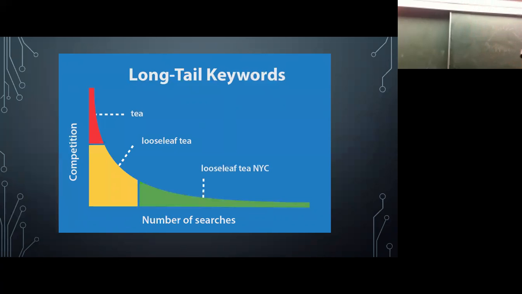If there are only 2 or 3 stores in Victoria selling loose leaf tea, and you're one of them, you're most likely going to appear either right at the top or very close to the top of the Google search results for loose leaf tea Victoria.